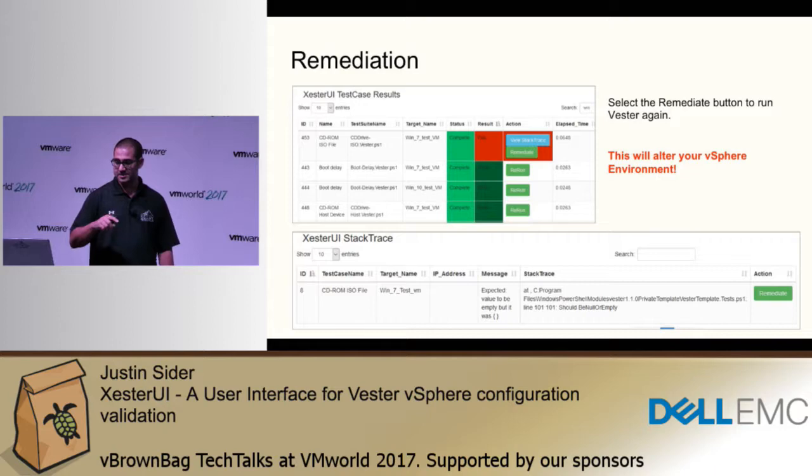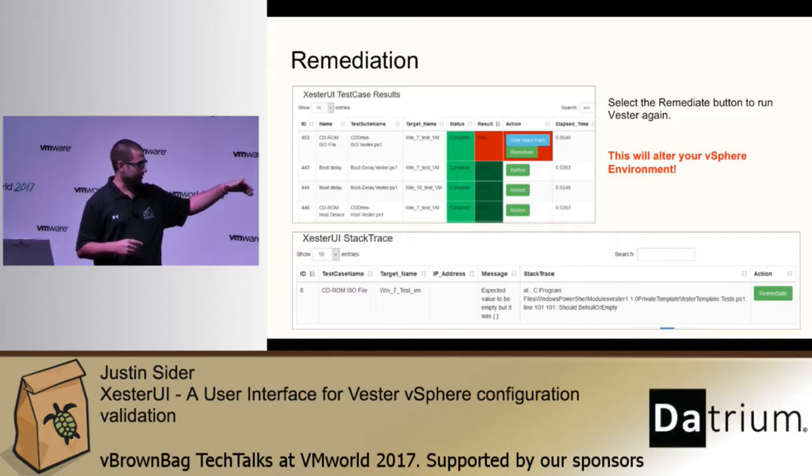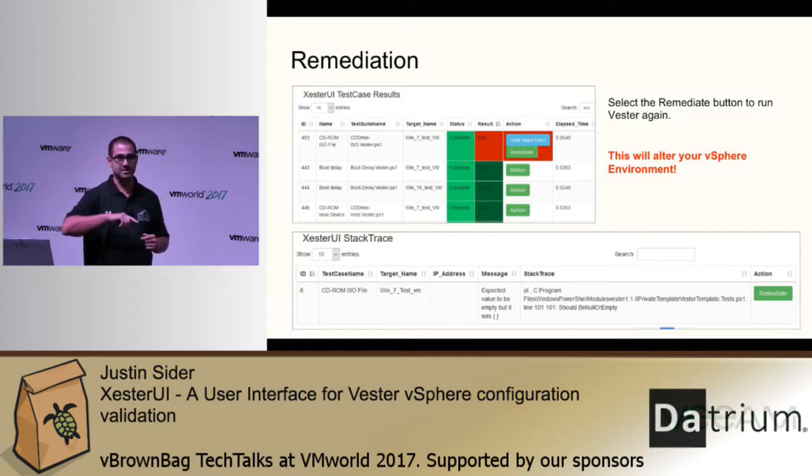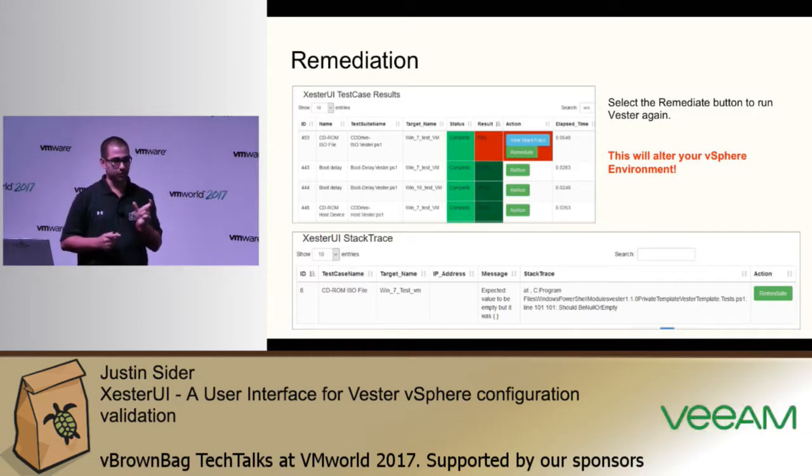Remediation, I've talked about this. This is down to the test case level. You'll see this one shows up and flags it as red. And then if you click on view stack trace, you'll actually see why the test failed. And again, you have the option to remediate. Remediate at this time will actually go and run the entire test again. There's not a notion of running that test against a single infrastructure item.